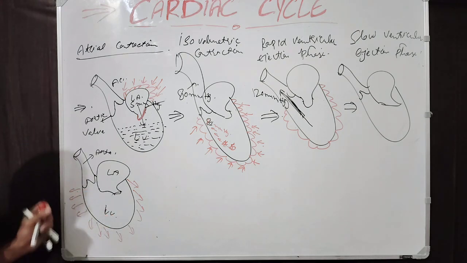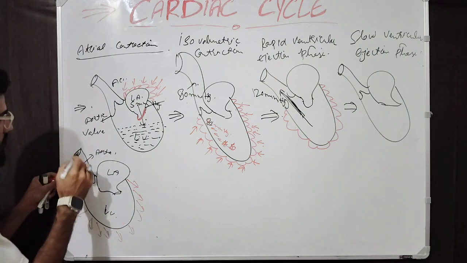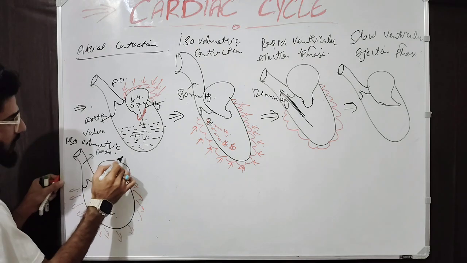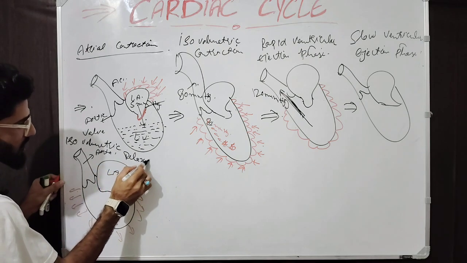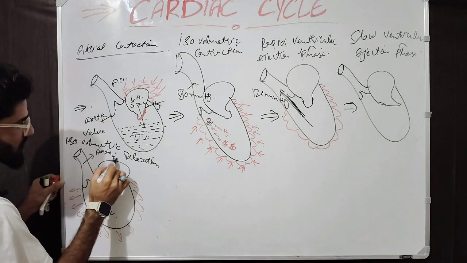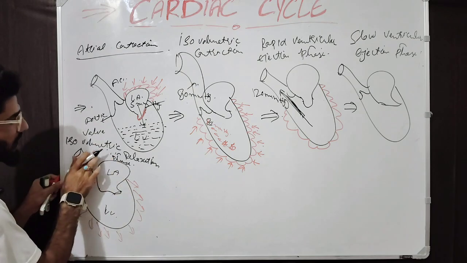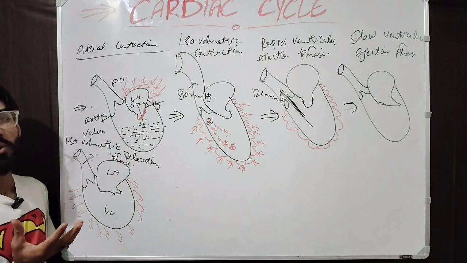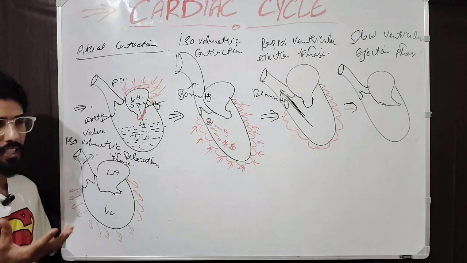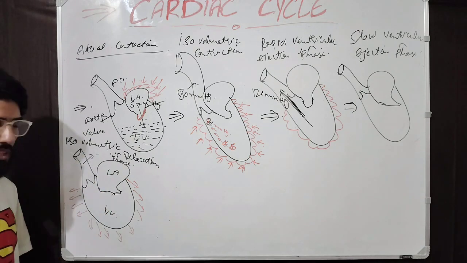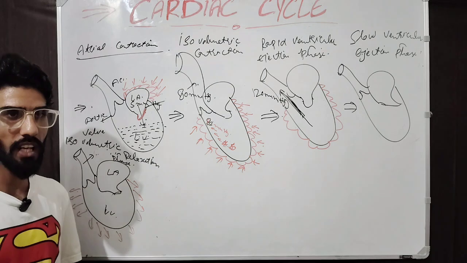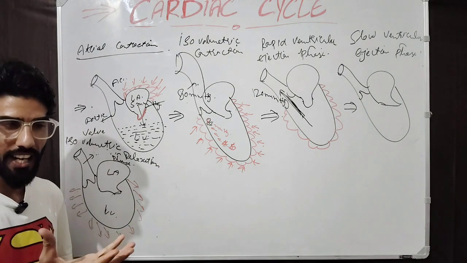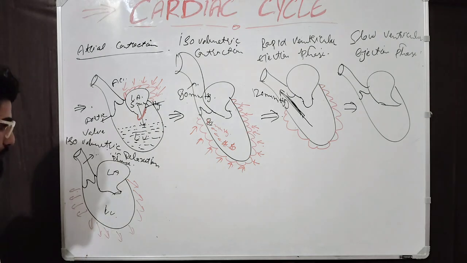This event we call the isovolumetric relaxation phase. The isovolumetric relaxation phase means the ventricles are relaxing as a closed chamber. Understood? There is no volume change in the left ventricle. At the same time, in the right ventricle, there is no volume change. So the ventricles will start relaxing as a closed chamber.